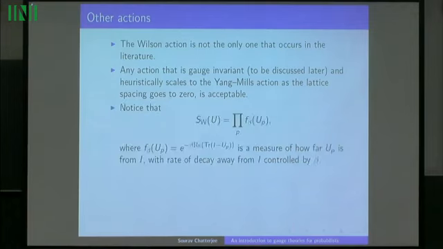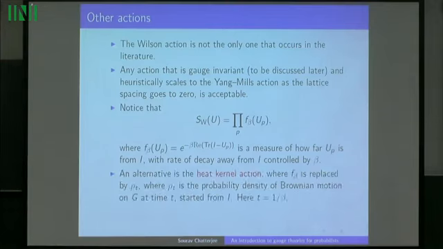So notice that the Wilson action can be represented as the product over plaquettes of f_beta of U_p, where f_beta of U_p is e to the minus beta times the real part of the trace of I minus U_p. So this is a measure of how far this matrix is away from the identity. If beta is large, then this is like a bump function which goes down very quickly away from the identity, and if beta is small, it goes down smoothly away from the identity. But it's basically a measure of how far U_p is from the identity. So you can replace it by some other functions.